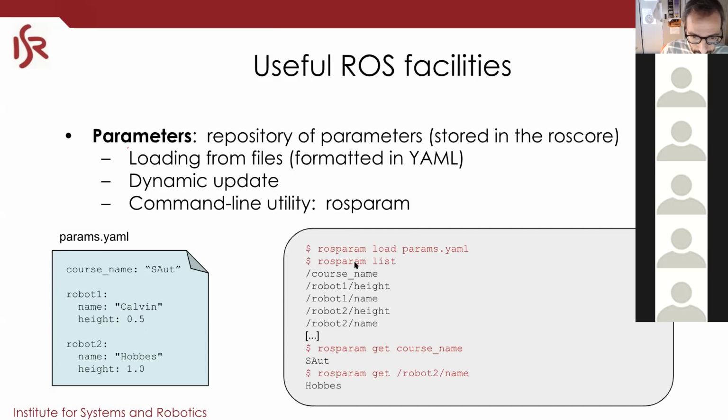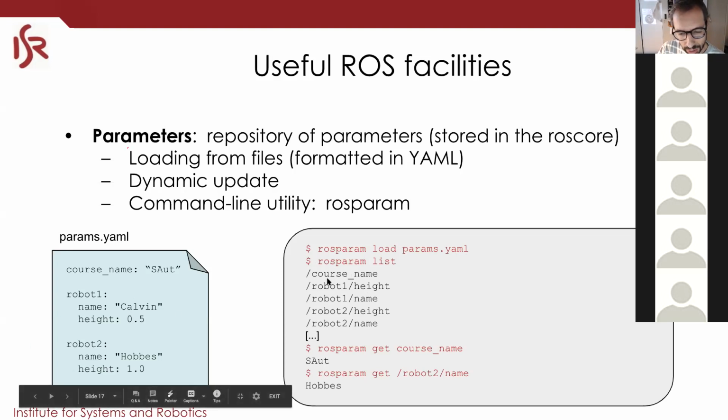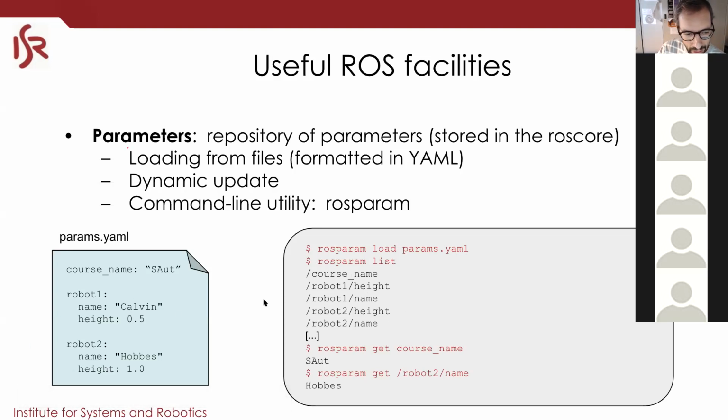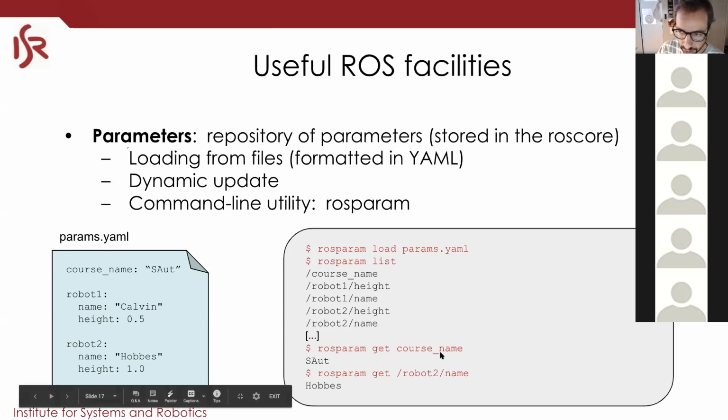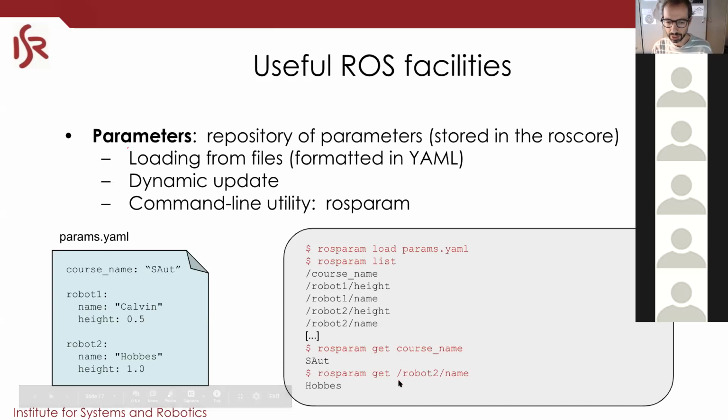And here is an example of loading the parameters from a file. It gets parameters from the file and loads them into ROS core. rosparam list lists the parameters. Notice how this hierarchy is reflected in the names of the parameters. We have slash robot1 slash height: this height over here went over there, okay? And rosparam get course name is a way you can do it from the command line. And of course, you can programmatically set and get parameter values, okay?